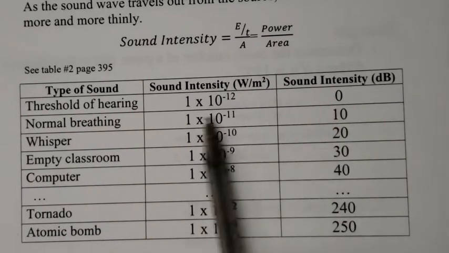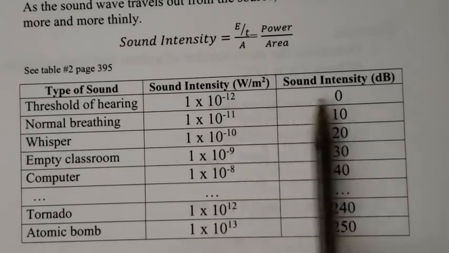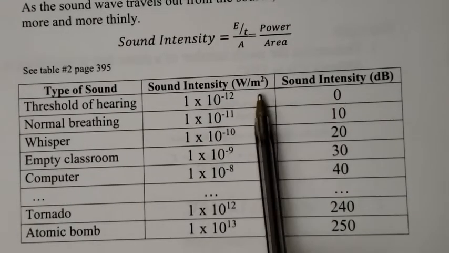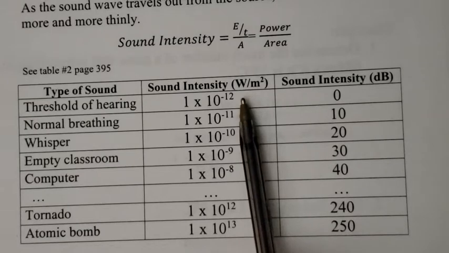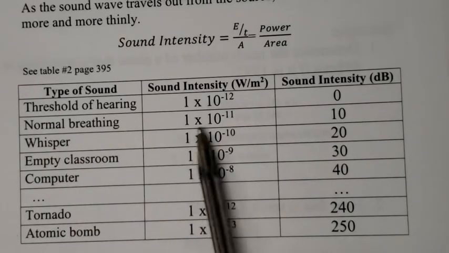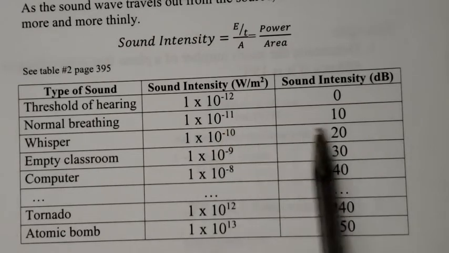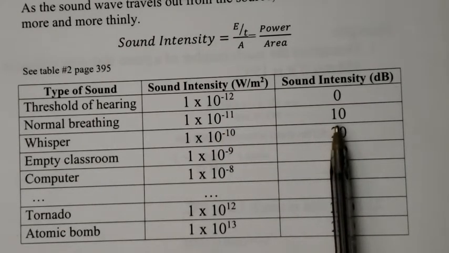That's 0 decibels, or 1 times 10 to the negative 12. These two numbers mean the exact same thing; they're just two different units. For instance, if you're measuring 1,000 meters and a kilometer, you are measuring the exact same thing. Normal breathing is 1 times 10 to the negative 11. In decibels, we consider that 10.